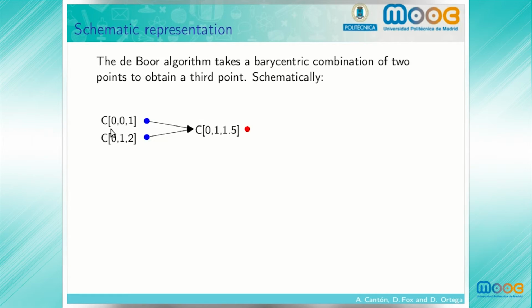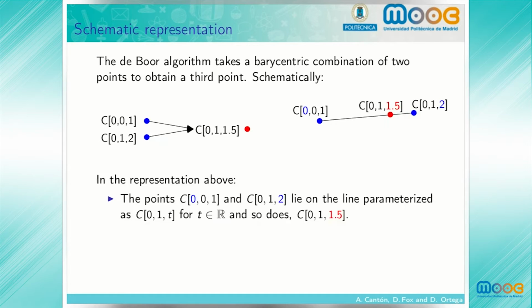We'll represent this by this graphic, where the point C(0, 1, 1.5) is obtained as a barycentric combination of the points C(0, 0, 1) and C(0, 1, 2). In the representation above, the points C(0, 0, 1) and C(0, 1, 2) lie on the line parameterized as C(0, 1, t). This is the polar with 2 fixed entries and 1 free entry. The point C(0, 1, 1.5) also lies on the same line.